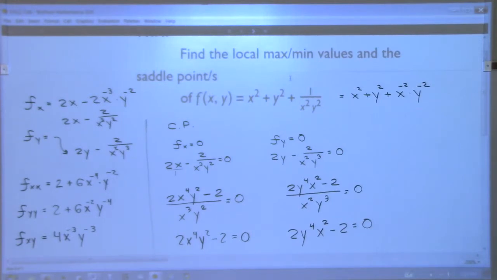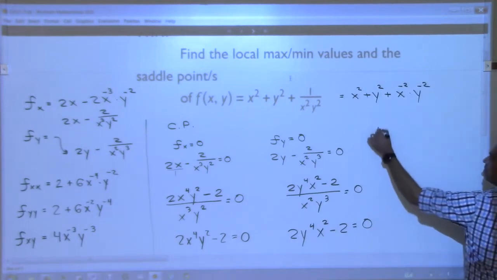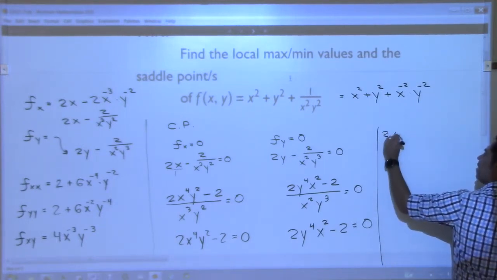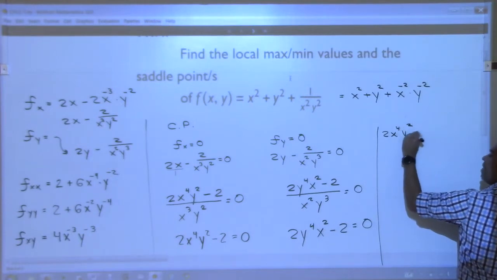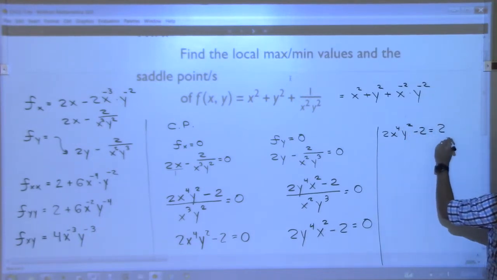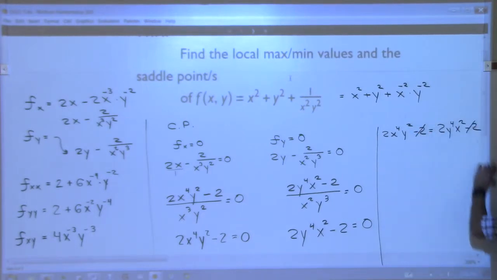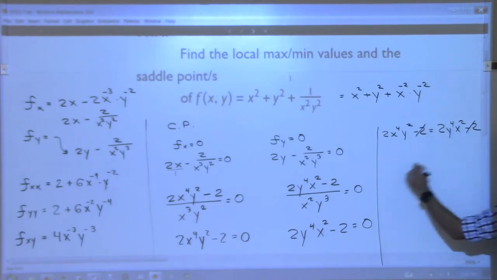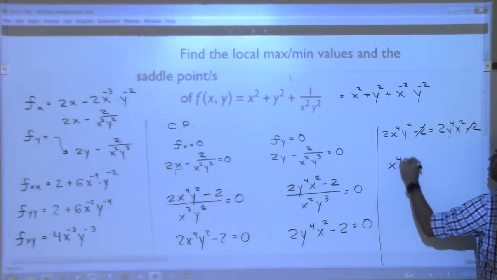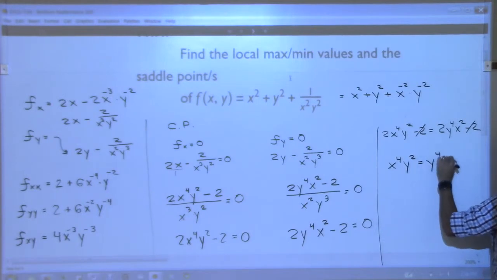I'm so tempted to just set these equal to each other right now because they both have to be equal to 0. Let's do that. Let's set them equal to one another. 2x to the 4th y squared minus 2 must equal 2y to the 4th x squared minus 2. I think some really nice things are about to happen here. You'll see the 2's are gone, right? Those 2's are gone. In fact, I can divide both sides by 2 now. So I get x to the 4th y squared equals y to the 4th x squared.